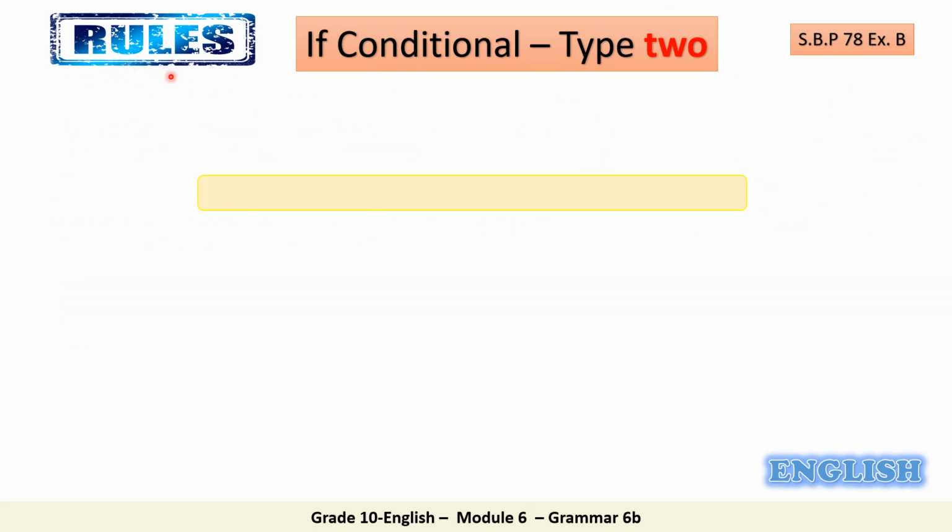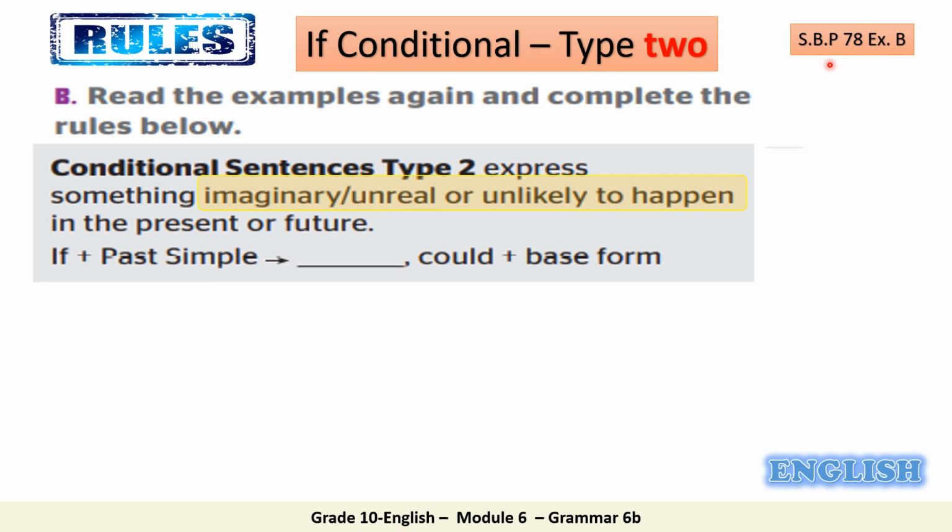Now let's know more about the rules of if conditional type 2. Please go to your student book, page 78, exercise B. Let's read the examples again to complete the rule. Remember that conditional sentences type 2 express something imaginary, unreal, or unlikely to happen in the present or the future. And now how to form a sentence using if conditional type 2. We use if plus the past simple.